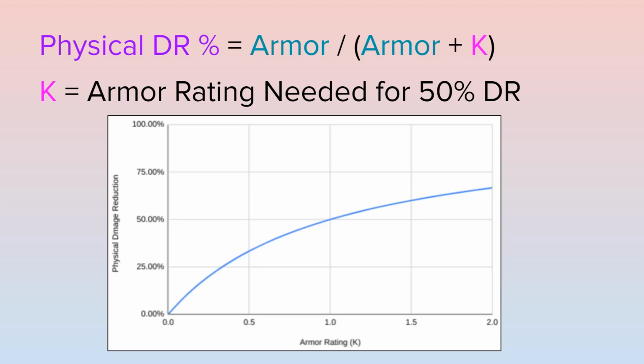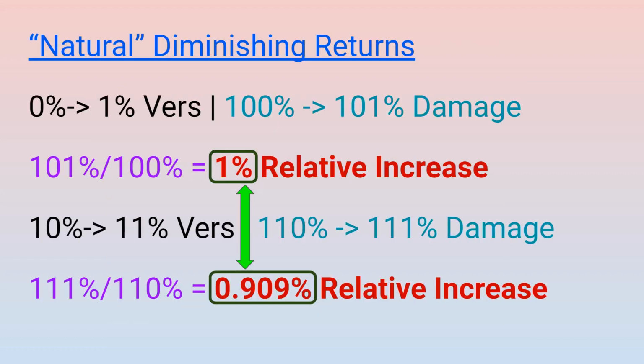The graph below shows how much physical damage reduction you would gain if your armor rating was equal to a multiple of K. And, as you can see, the amount of physical damage reduction we get from armor sees diminishing returns with the more armor rating that we have. However, I think there is some value in explaining how armor diminishes in value as you get more. If you've seen my video on secondary stat diminishing returns, you will have seen this slide before.